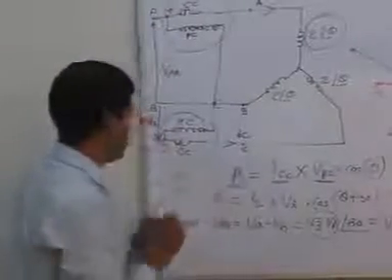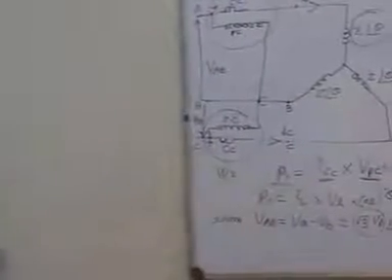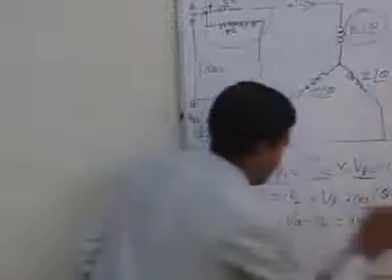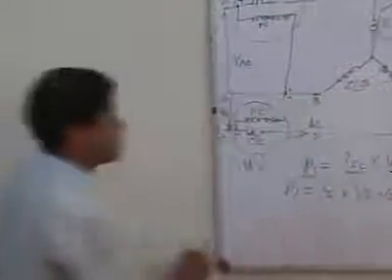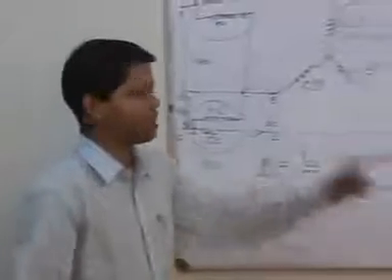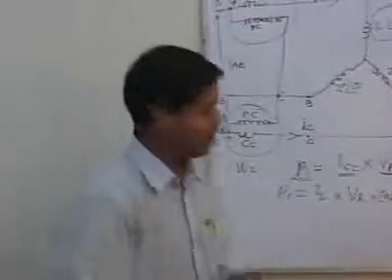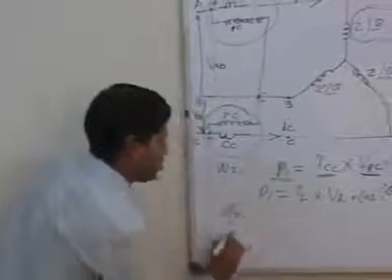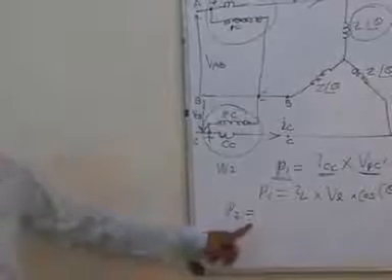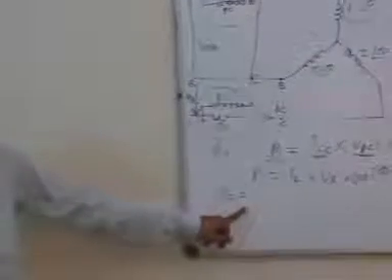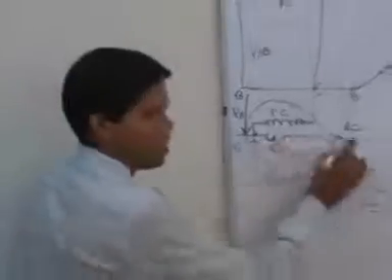Now we go to the second wattmeter. This is wattmeter reading number 1. I can know this. Wattmeter 1 will read VL IL cos of theta plus 30 degrees. Now let me ask you, it is your turn. What is P2? P2 will be what? The reading of the second wattmeter.